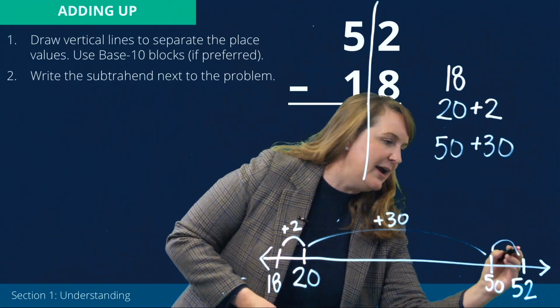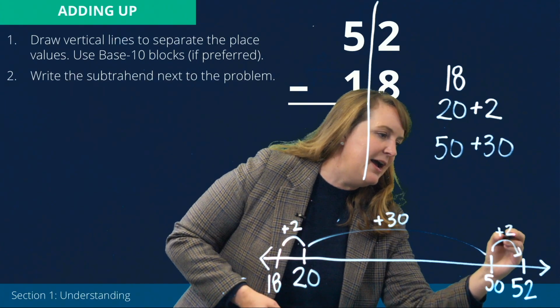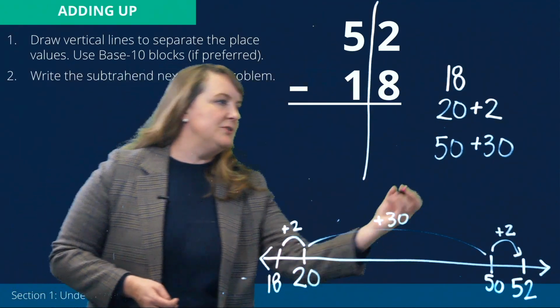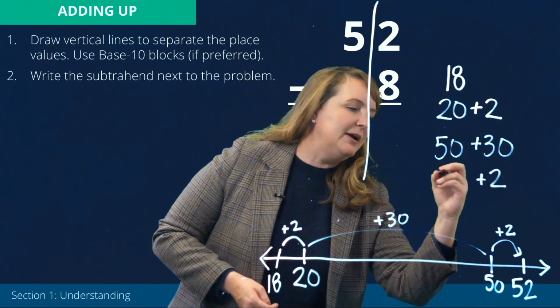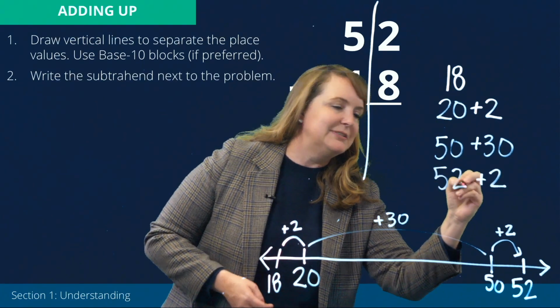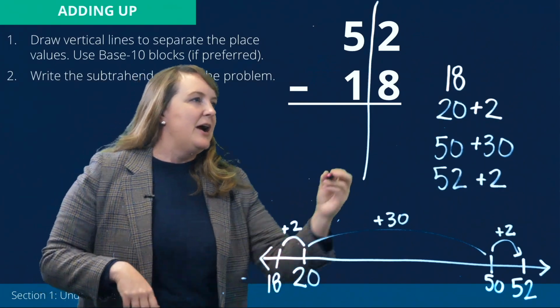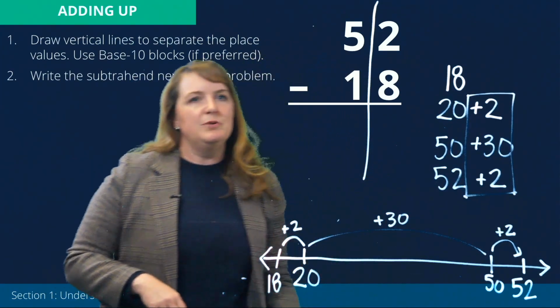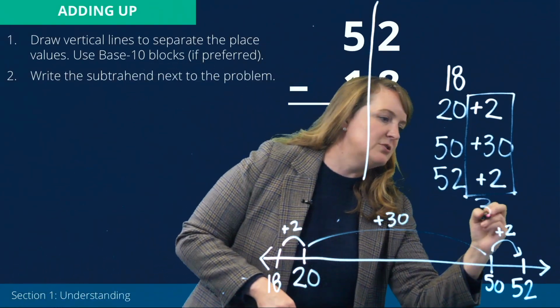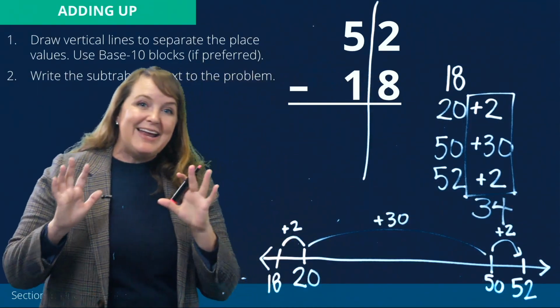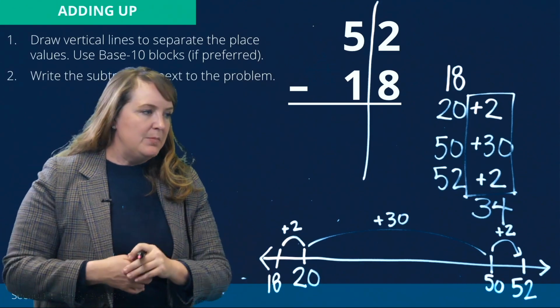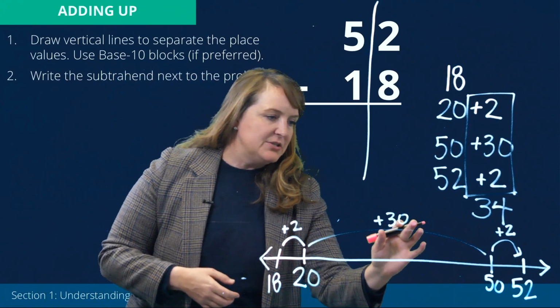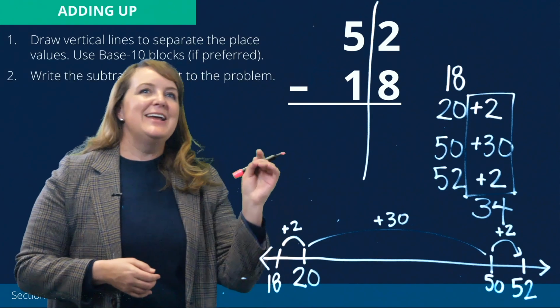How many can I add to get to 52? Well, if I add 2 there, that gets me to 52. I'll go ahead and write that there, and now I'm at 52. Ta-da! We made it. How do we figure out what we added? Well, it's these numbers right here, 2 plus 30 plus 2. That's 34. Or I could add what I drew on my open number line. 2 plus 30, that's 32, plus 2 more is 34.